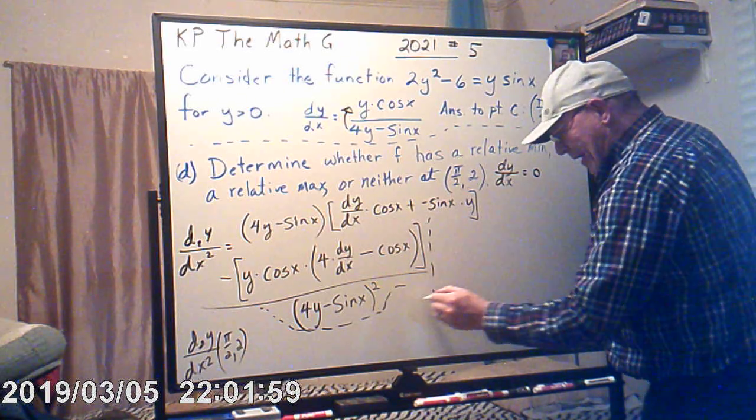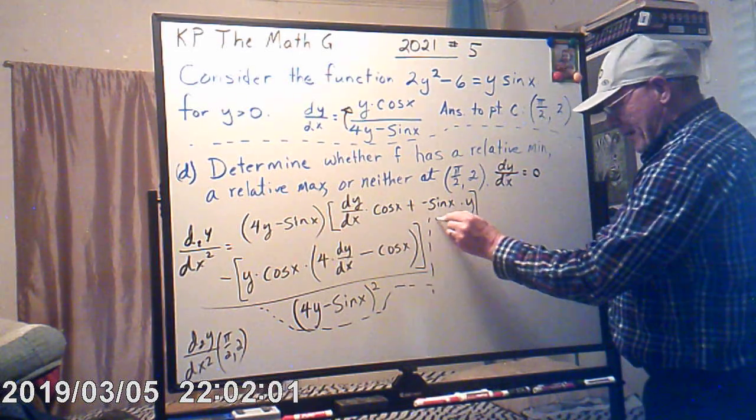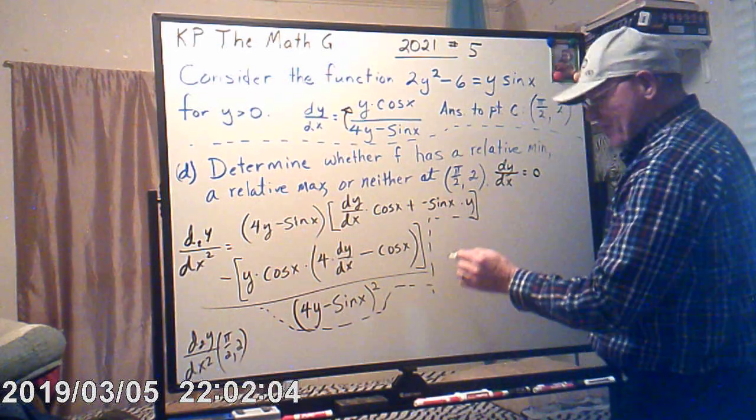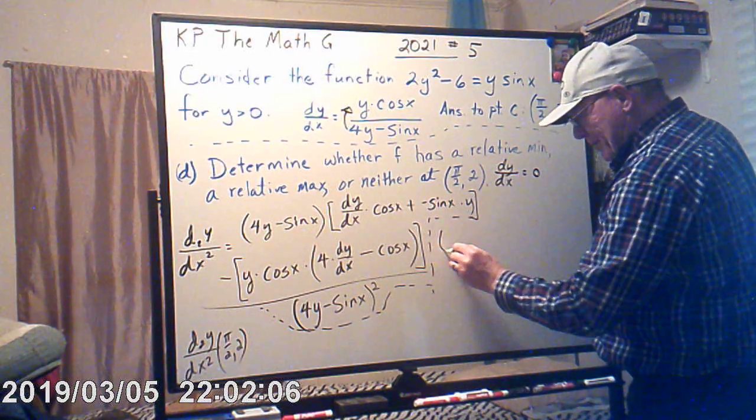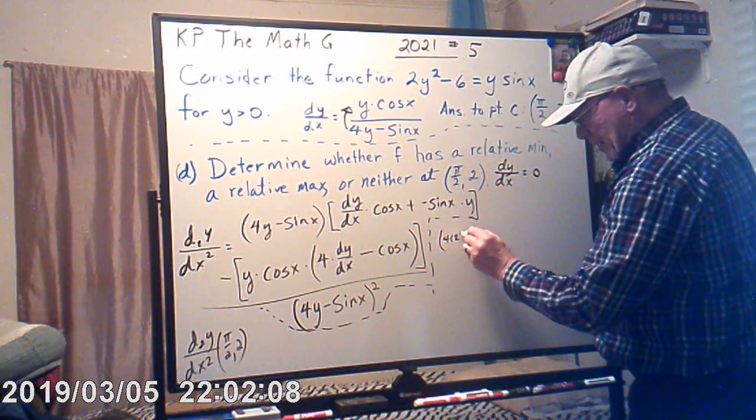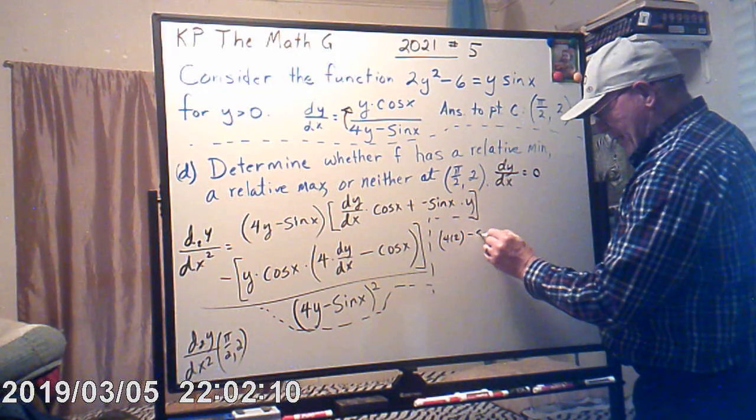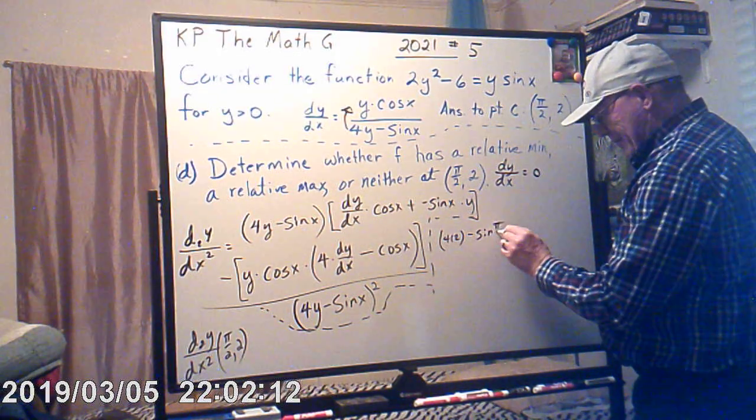I'm just going to divide that up. Let's start up here and then we'll work our way down. Okay, so 4 times 2 minus sine pi over 2.